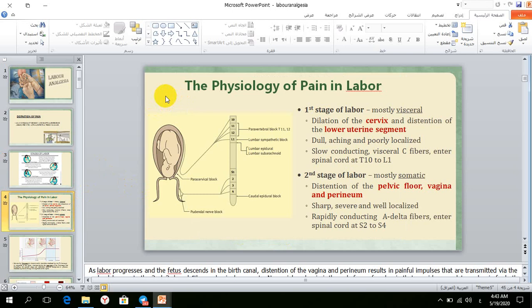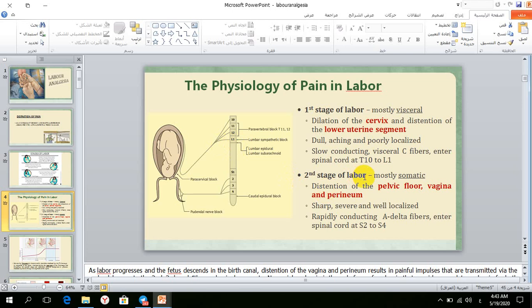The physiology of pain in labor. First stage of labor: mostly visceral pain from dilatation of the cervix and distension of the lower uterine segment, dull, aching and poorly localized. Slow conducting visceral C fibers enter the spinal cord at T10 to L1. So from here, this is T10 to L1. This is the first stage of labor, visceral, from dilatation of the cervix, mostly visceral.